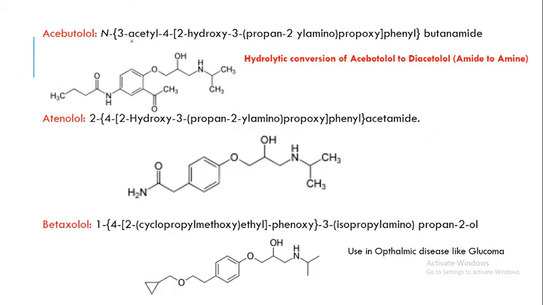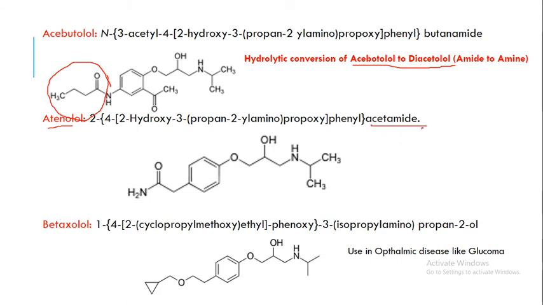This is the structure of acebutolol, and the hydrolytic conversion of acebutolol to diacetolol, where this amide group is reduced to an amine. So instead of this amide chain, only an NH2 group is there. This is the structure of atenolol. Let us understand the IUPAC name of atenolol.